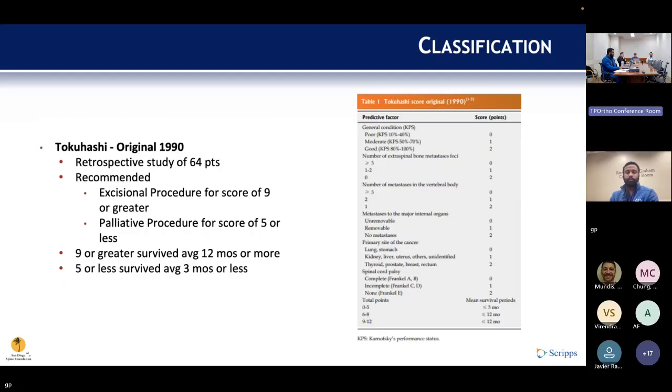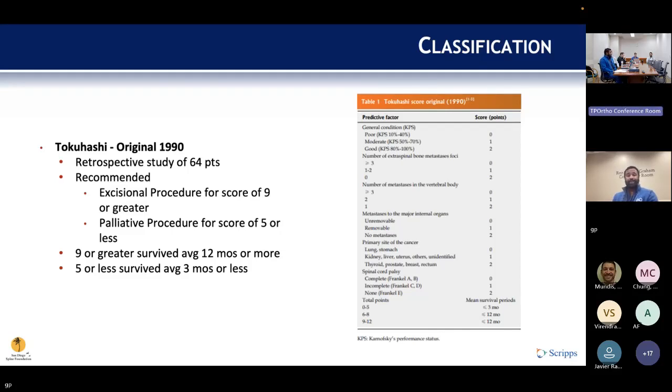So by now, I think you've seen a pattern that many of these classification or scoring systems have a number of parameters in common. They look at general condition, overall health, extent of bony mets, and some of them will look at visceral mets. And then varying degrees of focus on the primary sites and the amount of neurological involvement. Based on these factors, they'll try to predict survival and see if it's warranted to undergo the risk of surgery. And some of them also assist in surgical planning, based on whatever score you get.